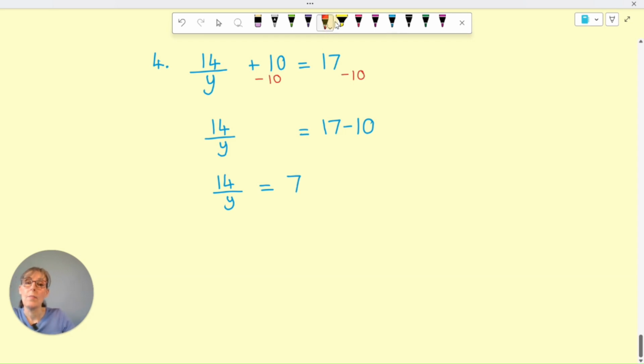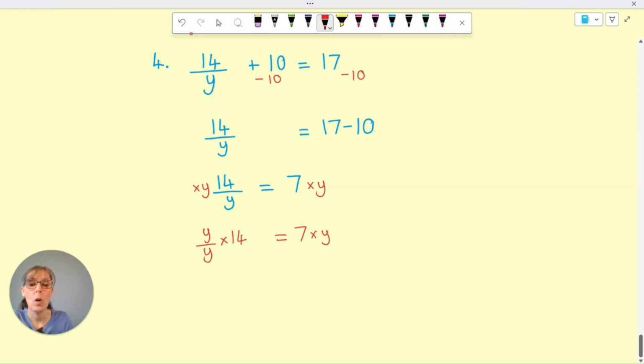Now, in the same way we've gotten rid of things before, we do the same. But what we want to do this time is get that y to go to the top. So if I multiply both sides by y, would that work? What we could do is multiply both sides by y. Then on this side, we have y divided by y times 14. On the other side, we've got 7 times y.